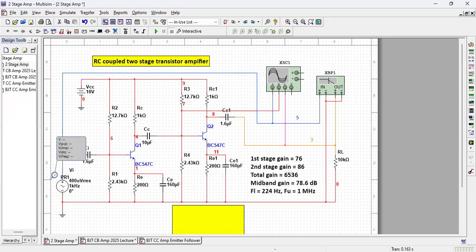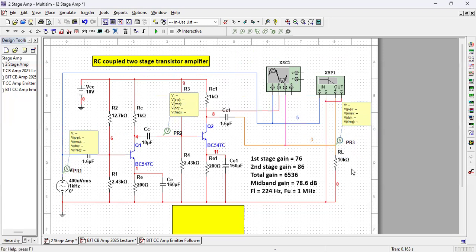To see what is actually operating, we put a voltmeter here. We put another voltmeter at the output of the first stage, and another voltmeter at the output here. Right? Now we run it. We shall see the voltmeter reading.